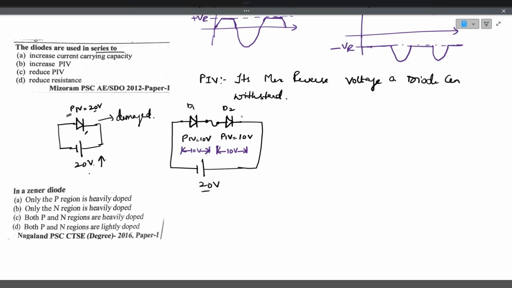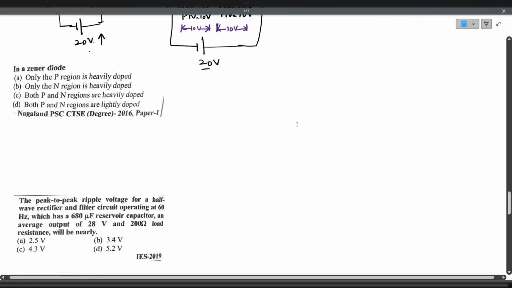So now the benefit of using the diodes in series is you can reduce the PIV rating of the diodes. That is the advantage. So answer is option C. We'll see the next question.